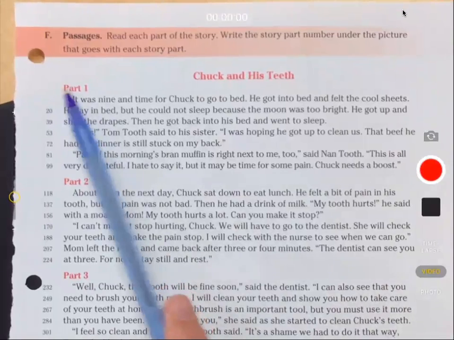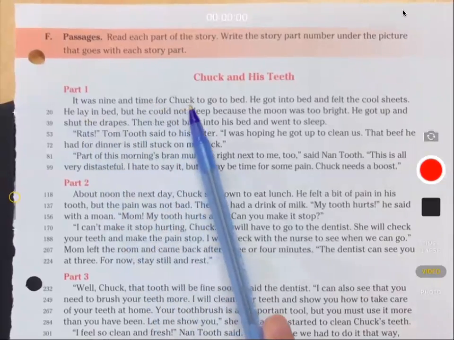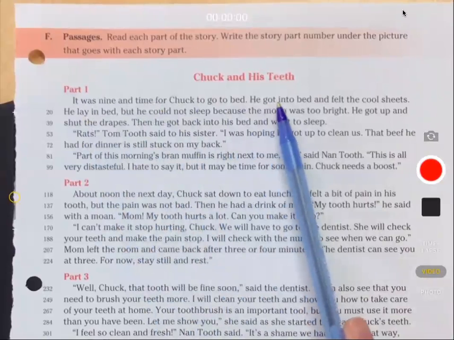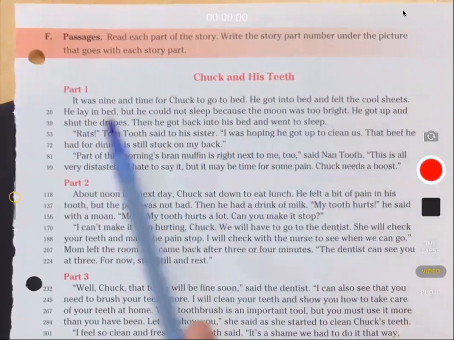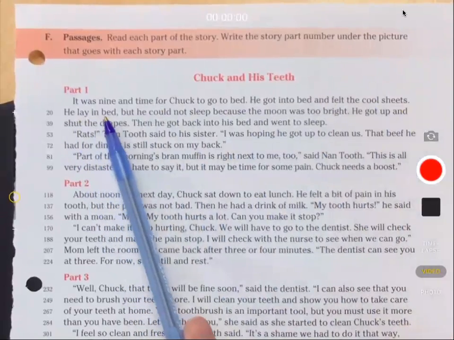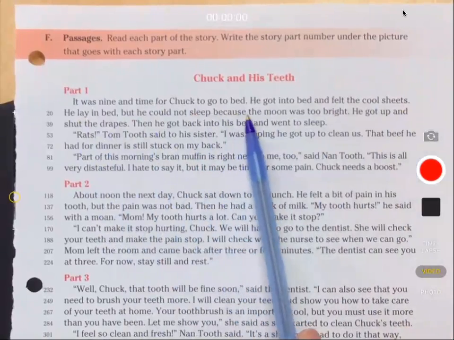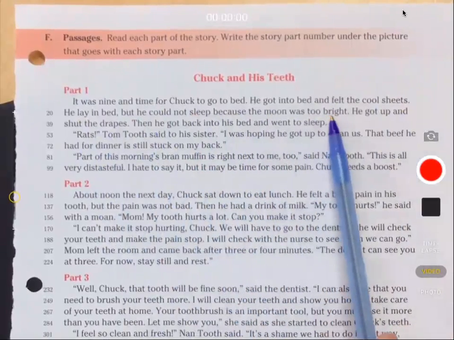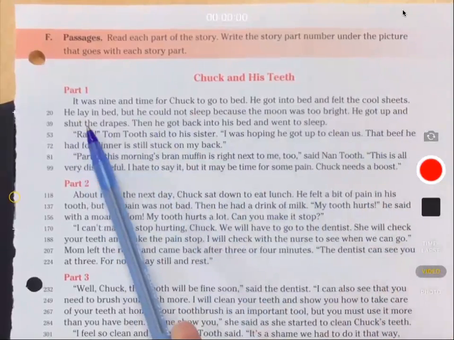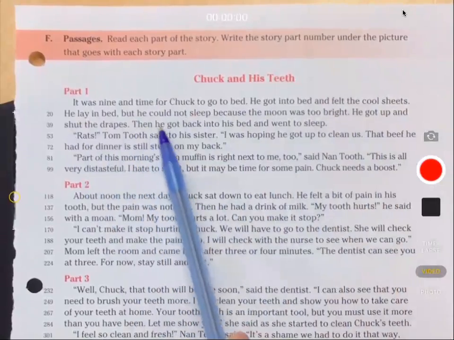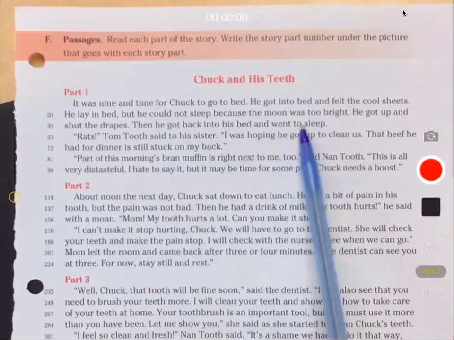Here we go. It was 9 and time for Chuck to go to bed. He got into bed and felt the cool sheets. He lay in bed, but he could not sleep because the moon was too bright. He got up and shut the drapes. Then he got back into his bed and went to sleep.